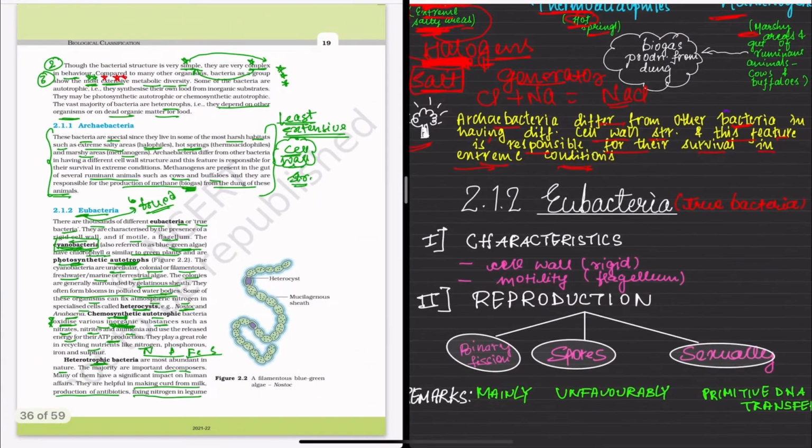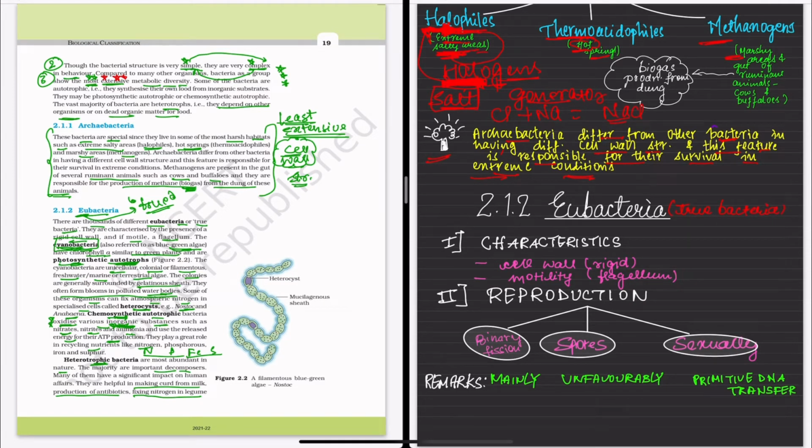Now you see how to form notes. Note making is an art altogether. Now eubacteria means true bacteria. Their characteristic is a rigid cell wall, and motility through flagellum, if flagellum is present. They reproduce in three ways: binary fission, spores, and sexually, a sort of sexual reproduction. Then the remarks: binary fission mainly, spores in unfavorable conditions, this is star marked, and primitive sexual DNA transfer.